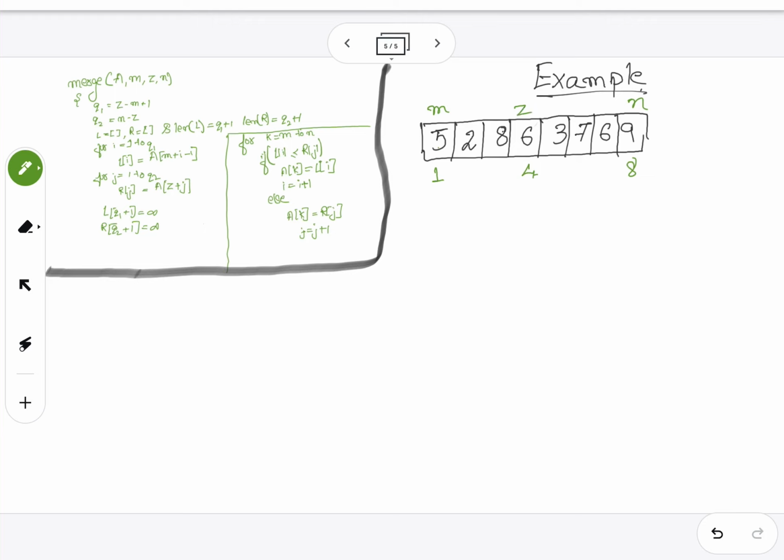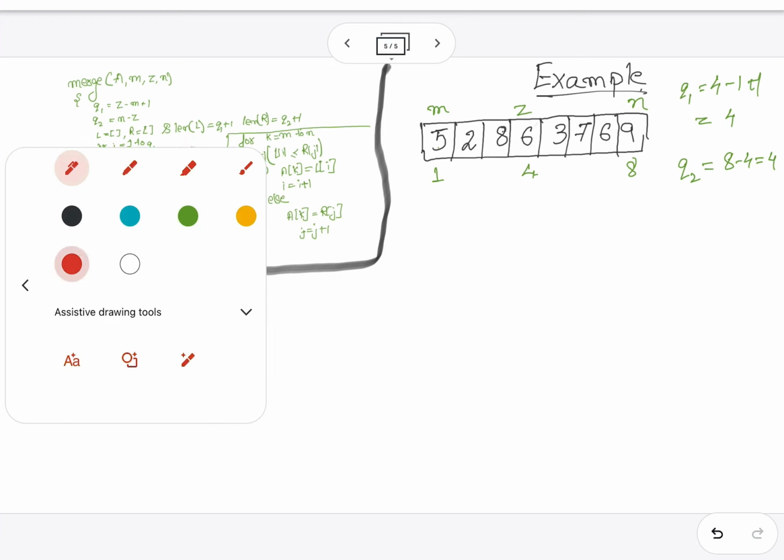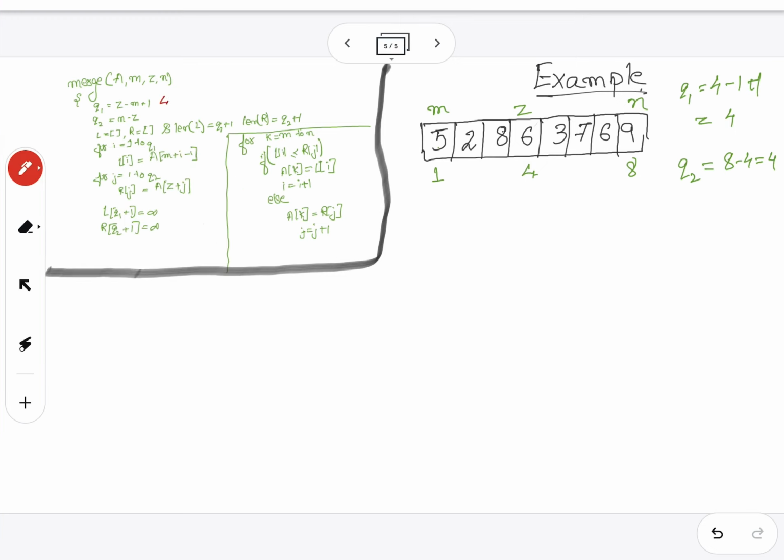Okay. Now we put Q1. What is Q1? We put Z minus M plus 1, the size of the left array. So Z was 4. 4 minus 1 plus 1. So the left subarray size is 4, and Q2 is the size of the right subarray, that is N minus Z. So 8 minus 4 is equal to 4. So now we get Q1 as 4 and also Q2 as 4.